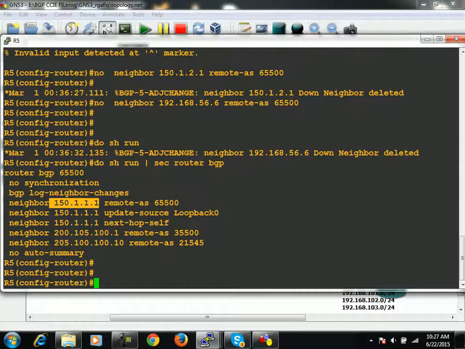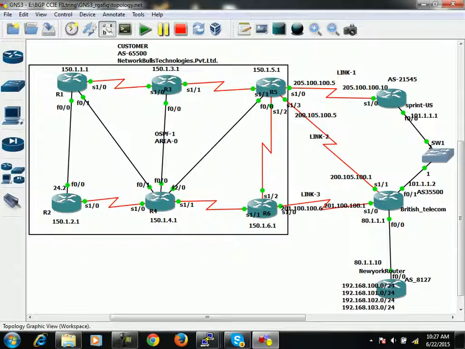This is the loopback of R1, and the loopback of this R1 is reachable via OSPF. As I have already explained to you, internally we are running OSPF. So all routers are learning their loopback addresses with the help of OSPF, because OSPF 1 area 0 is already configured here among all devices.